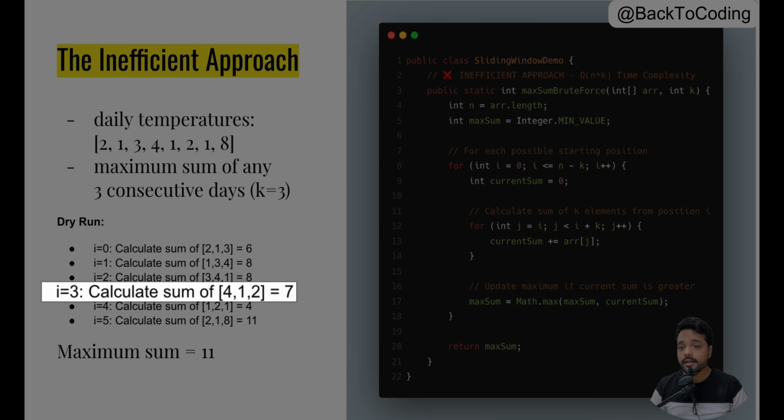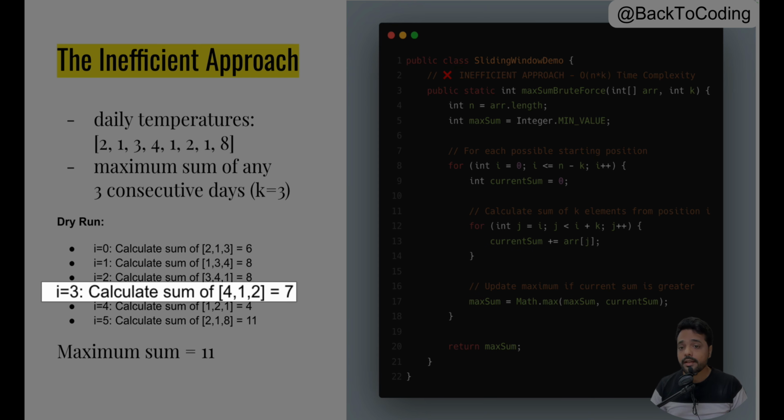The problem here is that we are recalculating the same elements over and over. When we move from 2, 1, 3 to 1, 3, 4, we are calculating 1 and 3 again. That's wasteful. Here the time complexity is O of n times k, where n is the array length and k is the window size, and space complexity is O of 1. Why is this O of n times k?